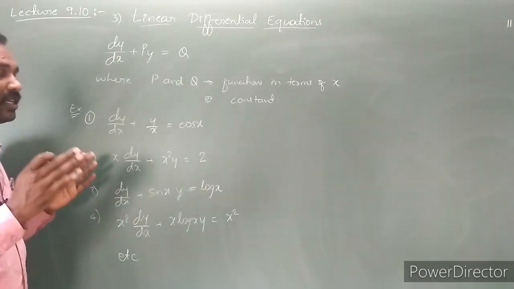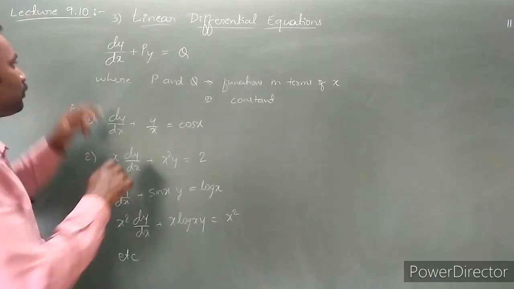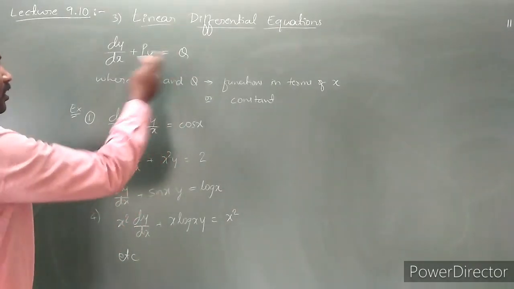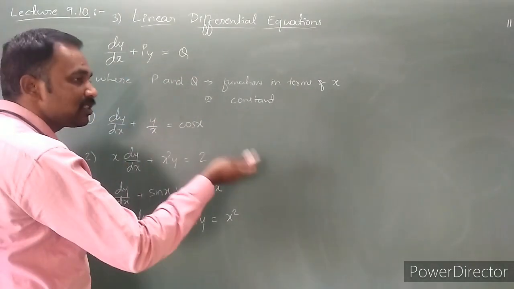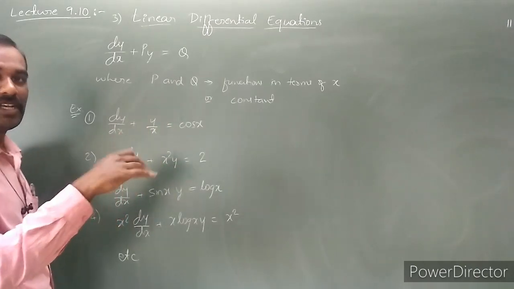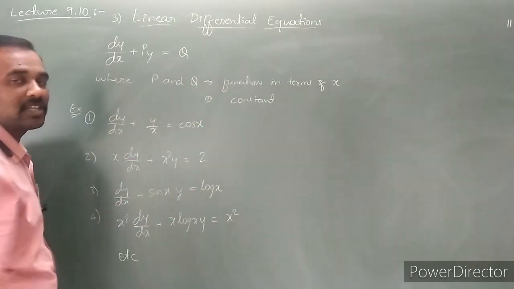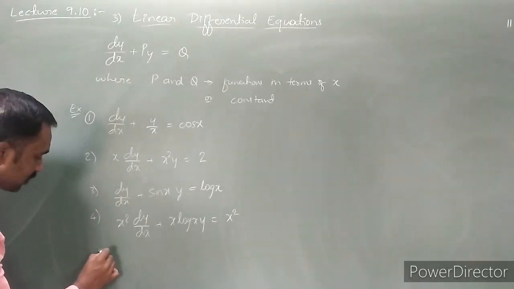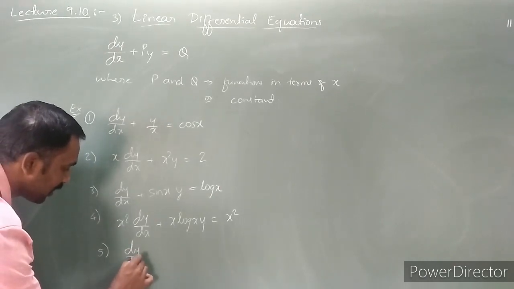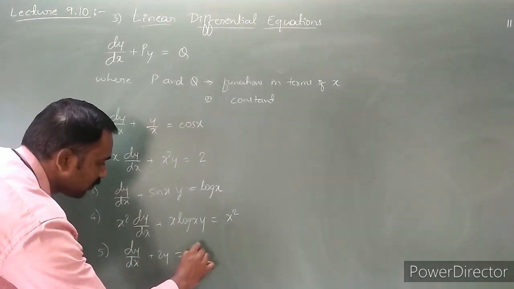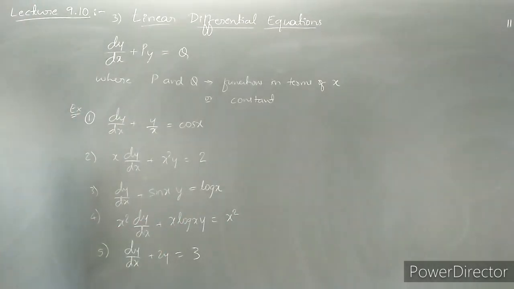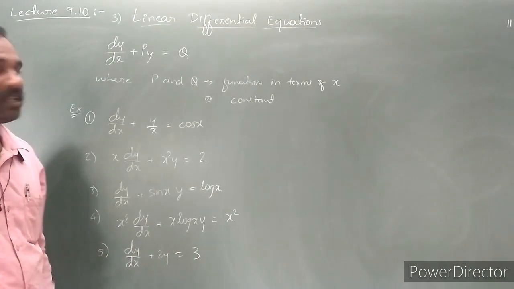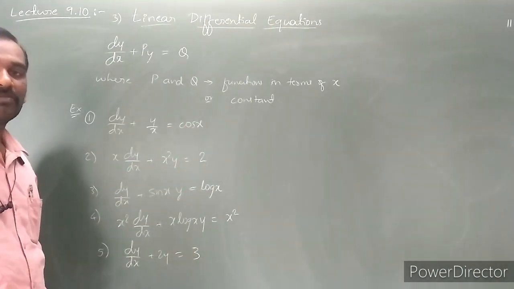What is the linear differential equation? A differential equation which is of the form dy by dx plus p into y is equal to q, where p and q are functions in terms of x. The p and q values might be functions in terms of x or might be any constant. Let me try one more example: dy by dx plus 2y is equal to 3. This is also a linear differential equation. The p value is 2, the q value is 3, a constant or any function in terms of x.